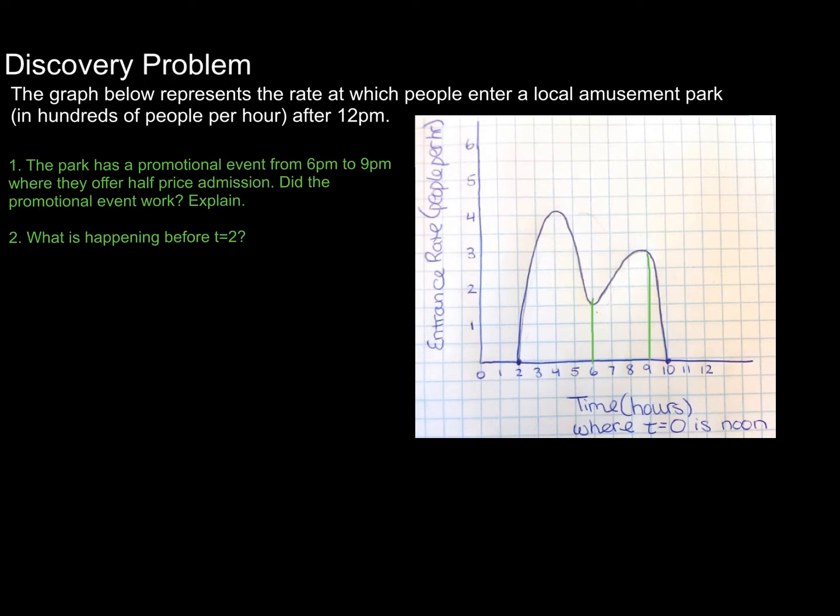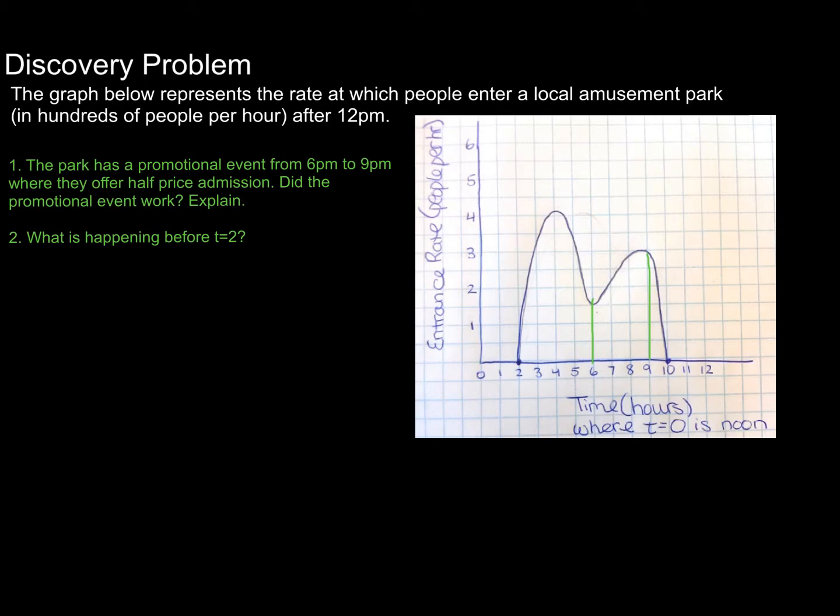What is happening before t equals 2? So if you notice, at t equals 2, what is this? This is a root, right? A 0, where the function intersects the x-axis, which means that the y value is 0. And so before this, it would seem like the entrance rate would be negative. But that doesn't really quite make sense. So how do we interpret this in the context of the situation?